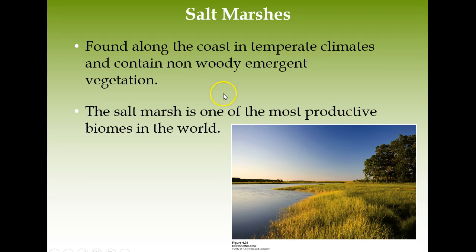Now, a salt marsh is a wetland as well, but it's mostly found along the coastline. This one is in Plum Island Sound in Massachusetts. They're highly productive because they're in fairly seasonal temperate areas. They don't contain woody vegetation, so it's only growing grasses for the most part.